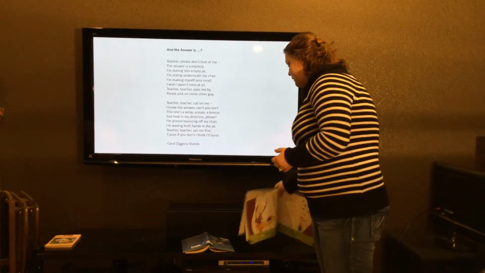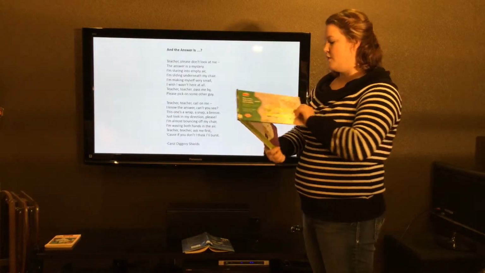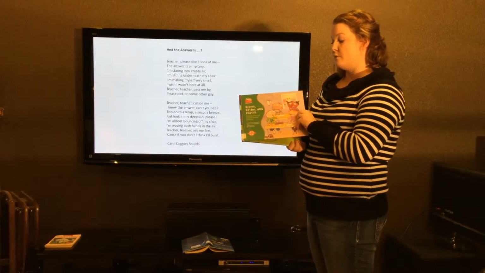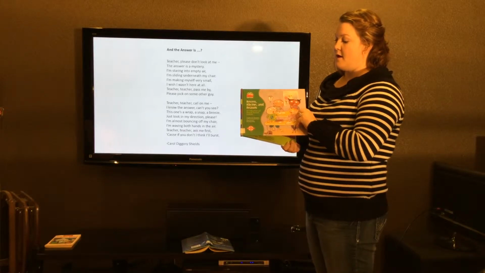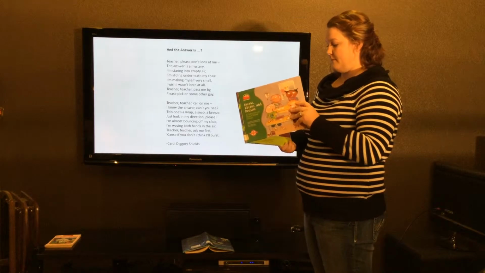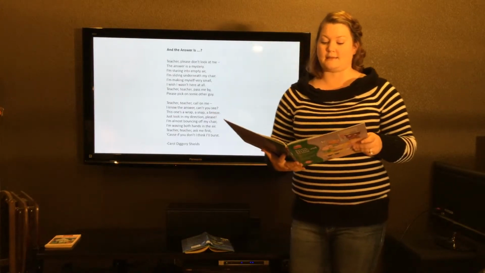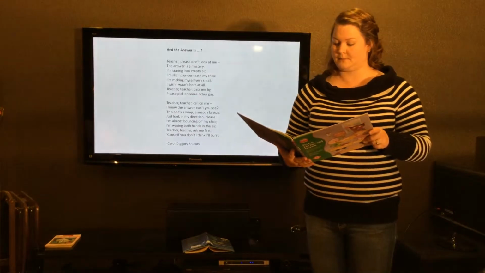And the poem that we're going to look at today is out of this book called Recess, Rhyme, and Reason, a collection of poems about school by Patricia M. Stocklin. So, the poem that we're going to read today is And the Answer Is.